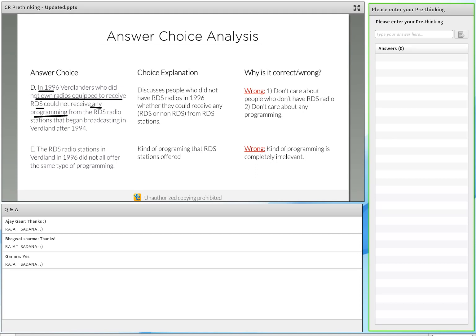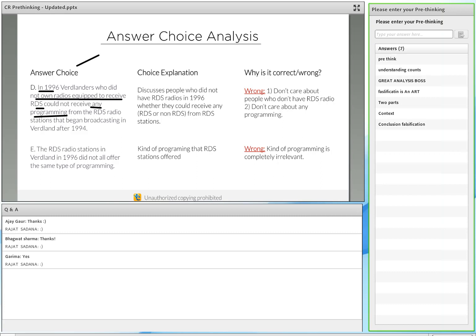Now, what did you learn from this? Difficult question, really difficult question. Okay, but when a question is difficult, it also provides a lot of opportunities to learn. What did you learn from this question? Context is really important. Understanding the conclusion is really important. Asking the pre-thinking question distills the argument in your mind. And then when you read an answer choice, make sure you understand what the answer choice is saying before really saying, is this the correct answer choice?